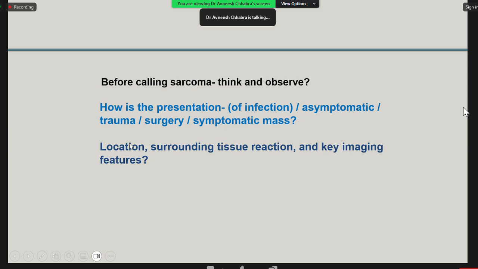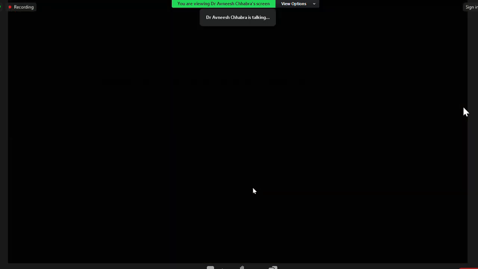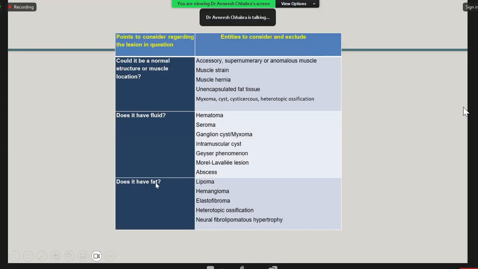What's the location? Is it in the joint, where you rarely get malignancies? What's the tissue reaction? There's a lot of reaction which usually happens in benign lesions, or very little reaction which happens with malignant ones. What are the key imaging features? So think of benign first before you think of malignancy. And then I have a separate lecture on this, but basically I always think, could it be a normal structure? Does it have fluid? Does it have fat? So based on that, I have a differential.